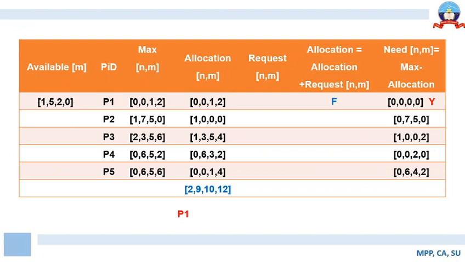It was allocated 0012 instances of resources. So 0012 was released and added to the available set. So the available set is updated to 1532.